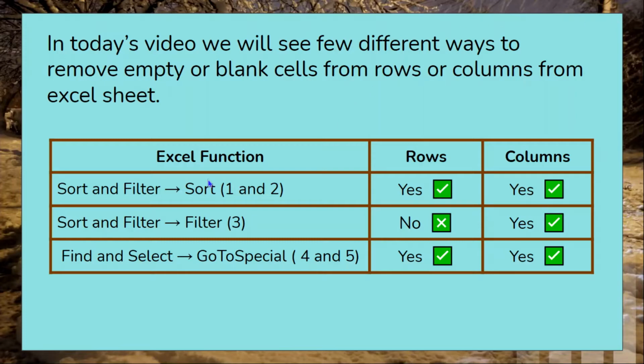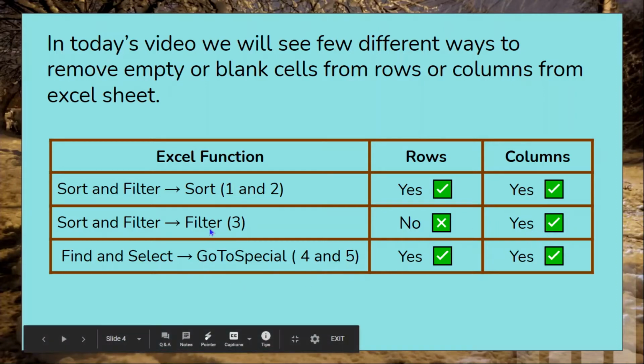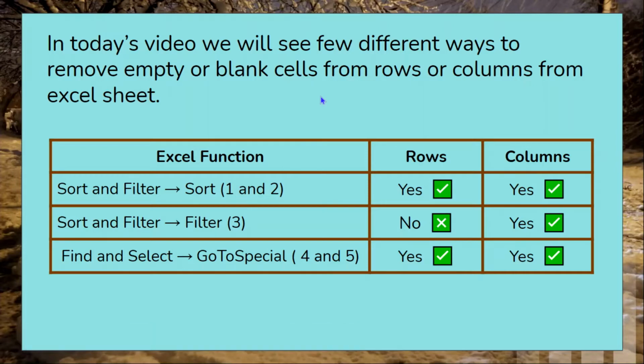The first function is the sort function, which is available in sort and filter. Using the sort function, we can remove the empty cells from both the row and column data. Using filter, which is available in sort and filter, you cannot apply it on the rows data. You can apply it only on the columns data. And the other function is called the go to special function. Using go to special, we can remove the empty cells from rows or columns.